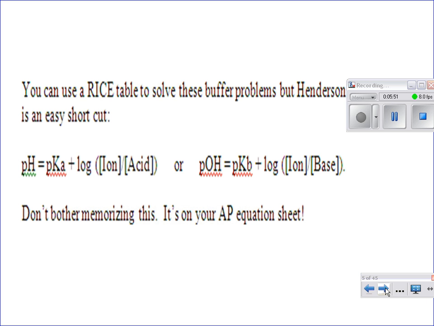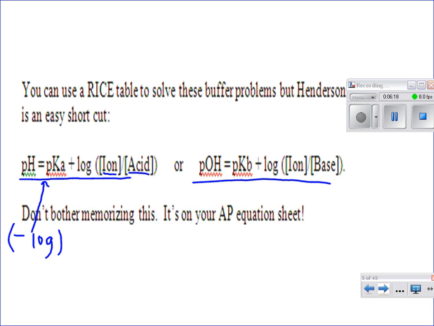But what's great about this is it's a simple plug and chug, and you get the answer you need. There are two versions of it, the acidic version and the basic version. The acidic version is pH is equal to, what did P stand for again? It's the old-fashioned way for saying negative log. So pH is equal to pKa. You take the Ka of this acid plus the log of the concentration of the ion over the acid.